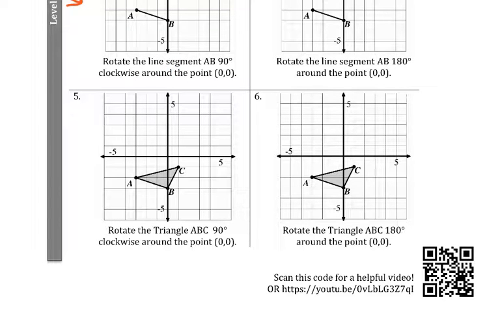Okay, let's do it. We need to rotate triangle ABC 90 degrees clockwise around point 0, 0. So the first thing I'm going to do for you guys is mark point 0, 0. That's what we're rotating around. And we're going 90 degrees clockwise. So I always do this, even myself as an old fogey. I will always draw myself arrows to remind myself clockwise and counterclockwise, because it's really easy to mix up.